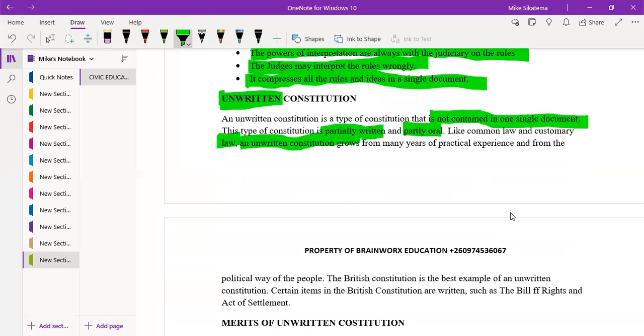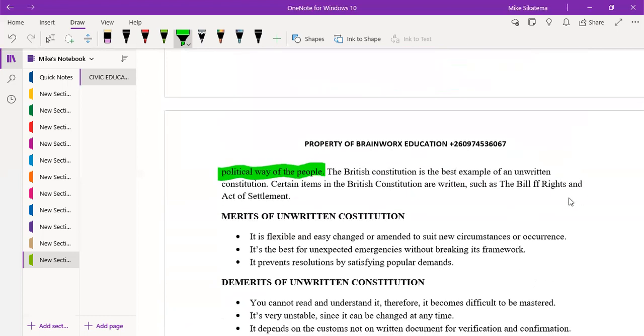An unwritten constitution grows from the many years of practical experience and from the political way of the people, like the British monarch. The British Constitution is a very good example of an unwritten constitution. So if an MCQ comes, give an example, the following countries have a form of unwritten constitution, the best answer would be the British government. However, certain British constitutional laws are actually written, like for example, the Bill of Rights and the Act of Settlement. And we'll be able to discuss these two topics in detail.